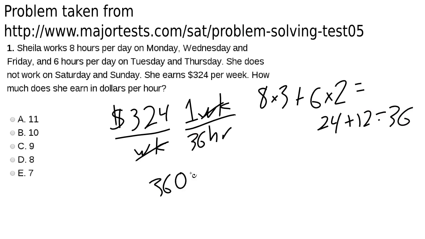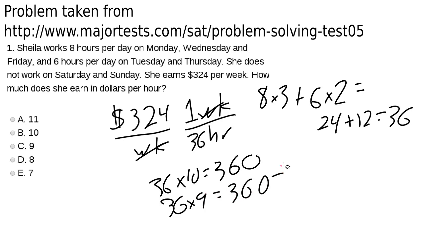Well, I know 36 times 10 is 360, so 36 times 9 is going to be 360 minus 36, which is going to be 360 minus 30 is 330, and then 330 minus another 6 is going to be 324. So I know that that comes out to 9. She makes $9 per hour.